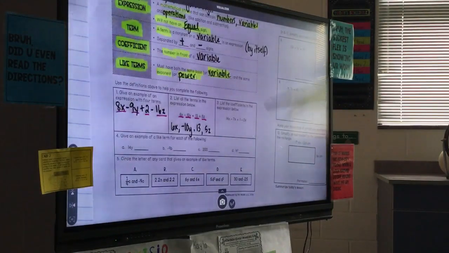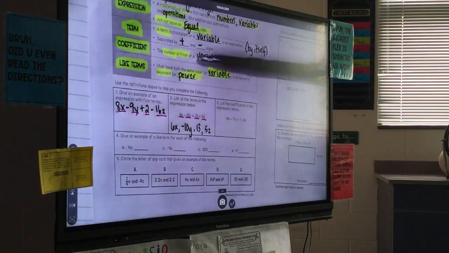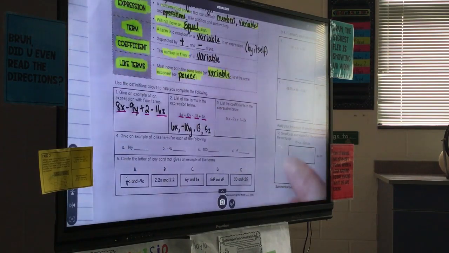All right, and then the last one, it says list the coefficients of the expressions below. Now, raise your hand and tell me, what is a coefficient? Again, if you're not sure, it's right here. What is a coefficient? It's the numbers in front of your variables. So this time, I want you to highlight just those numbers. I know it's kind of small, but let's highlight those numbers. And then give me a thumbs up when you are finished.